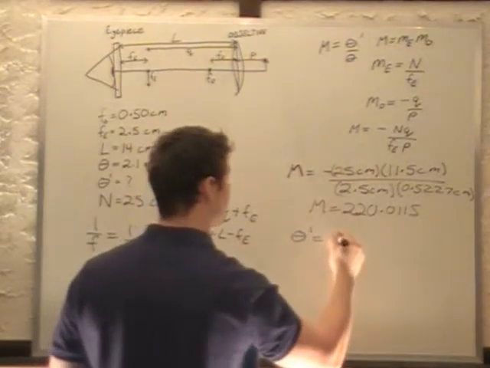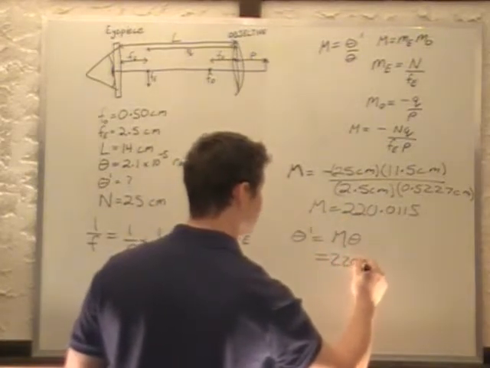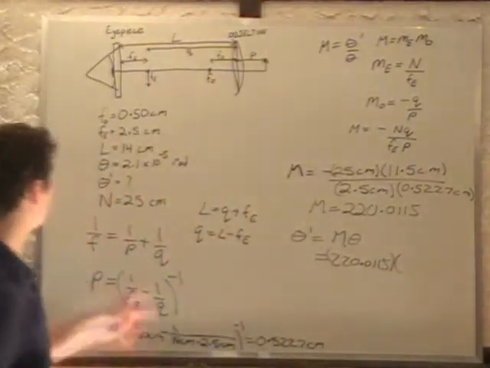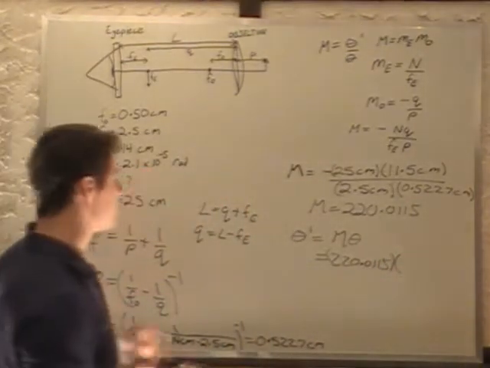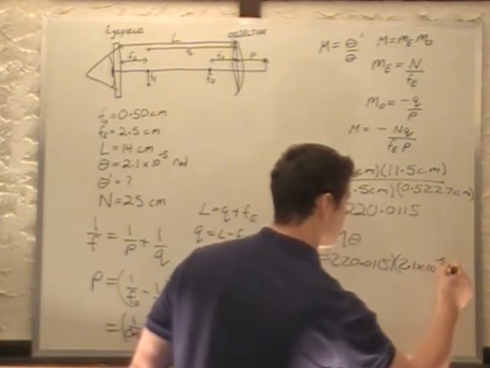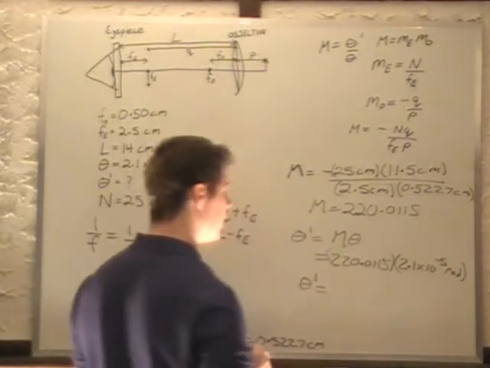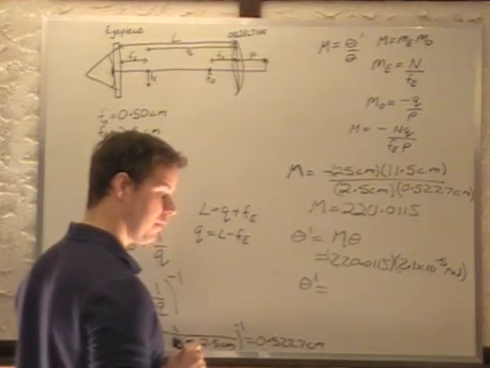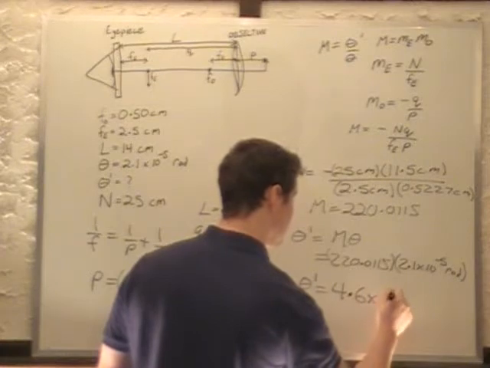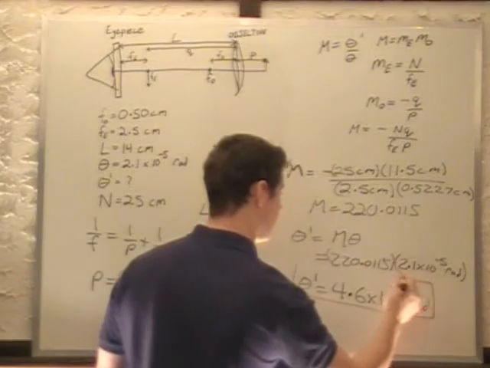Now, all we have to do is find our theta prime, which is equal to magnification times theta. So we have our magnification of 220.0115 times our theta of 2.1 times 10 to the minus 5 radians. So we get the angle subtended by our image becomes 4.6 times 10 to the minus 3 radians. And that is your final answer.